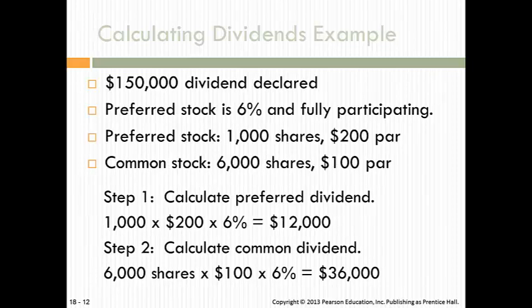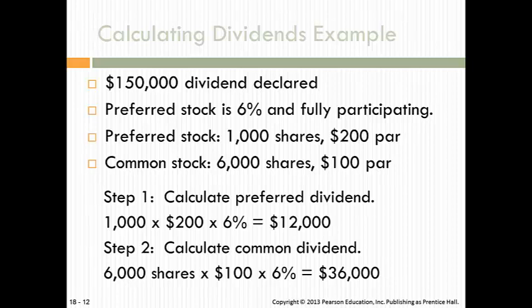Let's go through an example. We have the following facts. A $150,000 dividend has been declared by the Board of Directors. Our job is to allocate this amount to the stockholders. We have 1,000 shares of preferred stock with a par value of $200 per share. The preferred stock is participating at 6%. This is the language used to describe participating preferred stock. We also have 6,000 shares of common stock, par value of $100 per share.